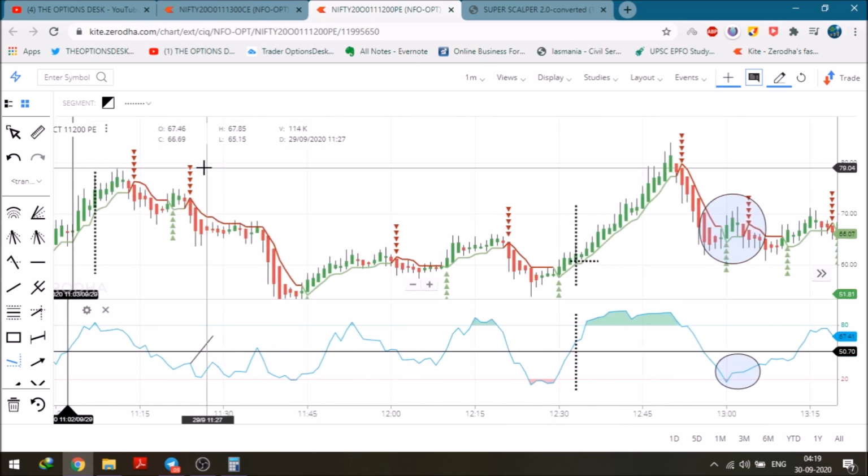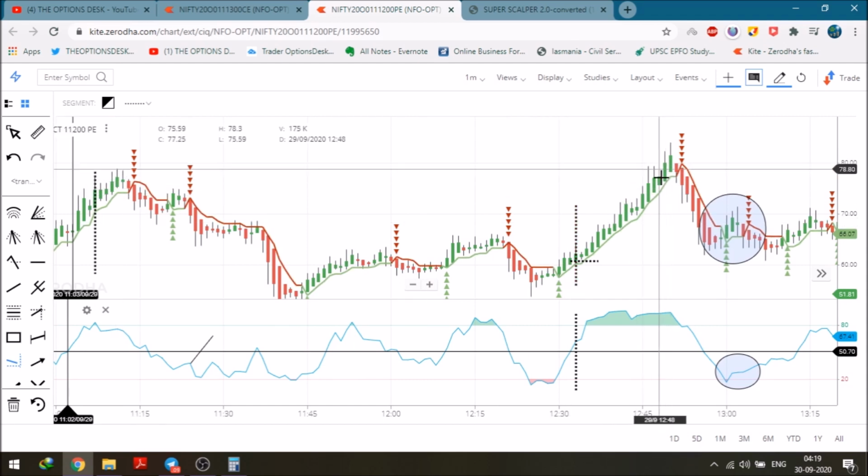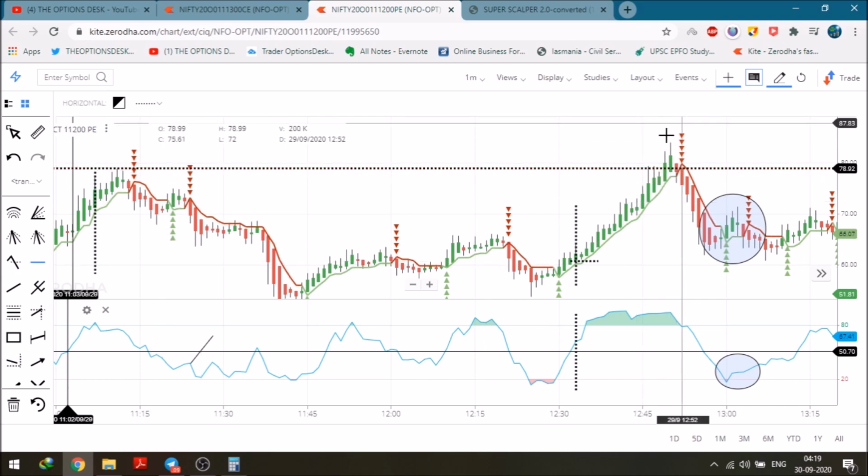Okay, so now this was the resistance at the 80 level, 78.9. If it breaches... okay, so now it has breached. It's horizontal, I just marked the resistance. Okay, so now the resistance has been breached. Now it will retest and then it will jump.